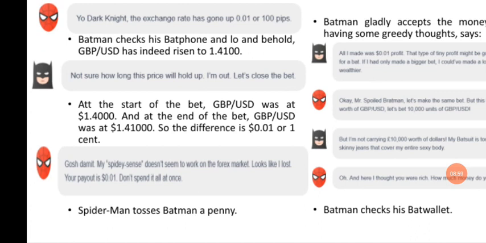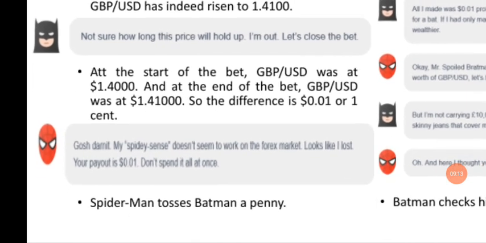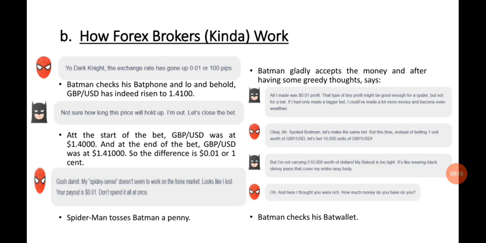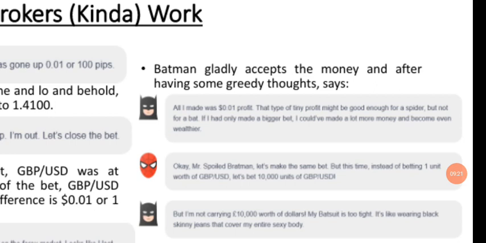Spider-Man says, "Gosh, damn it. My spidey sense doesn't seem to work on the Forex market. Looks like I lost. Your payout is 1 cent, that is $0.01. Don't spend it all at once." So Spider-Man tosses Batman a penny. Batman gladly accepts the money and after having some greedy thoughts says, "All I made was just a penny or $0.01 profit. This type of tiny profit might be good enough for a spider, but not for a bat. If I only made a bigger bet, I could have made a lot of money and become even wealthier."